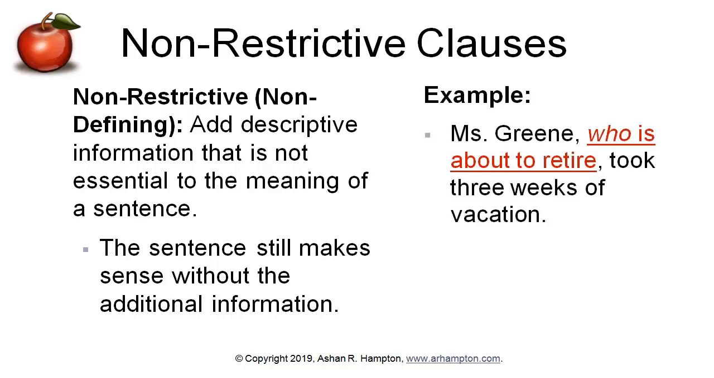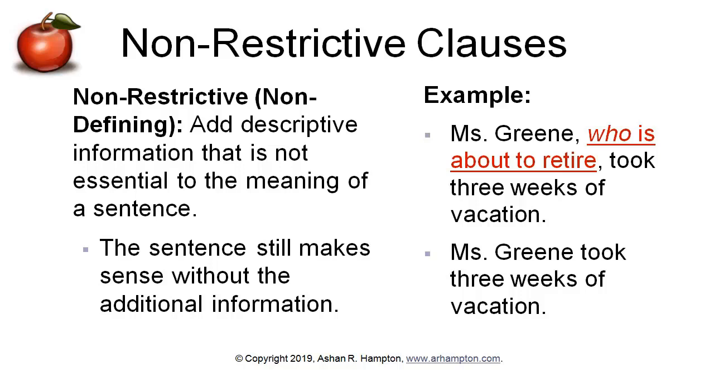For example, Miss Green, who is about to retire, took 3 weeks of vacation. The relative clause is who is about to retire because it begins with the relative pronoun who. If you remove that relative clause, you still have Miss Green took 3 weeks of vacation. It still makes sense. You just lose the additional detail who is about to retire. And that detail just lets you know a little bit of why she can do this, because she's about to retire anyway. So that relative clause adds a bit of detail that adds clarity and insight.